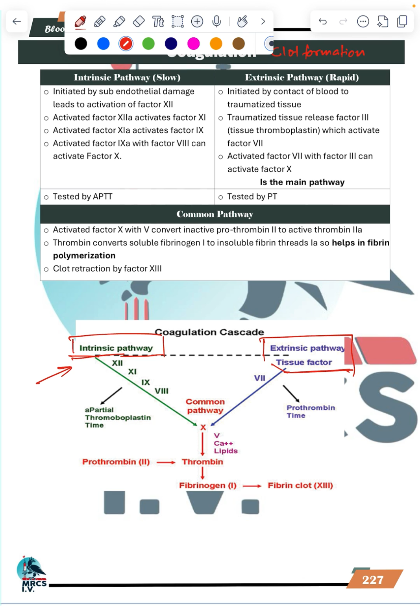Intrinsic starts with factor 12, 12 is converted to 11, 11 is converted to 9, 9 converted to 8, and the common final pathway is 10. You see, X is the 10. It is the junction of two pathways. And extrinsic, this injury is there and tissue is exposed, so that is tissue factor. This is internal factor. It starts inside the vessel, subendothelial, and the blood is coming in contact with the traumatic tissue. So tissue factor is initiating, and here endothelial cells start.